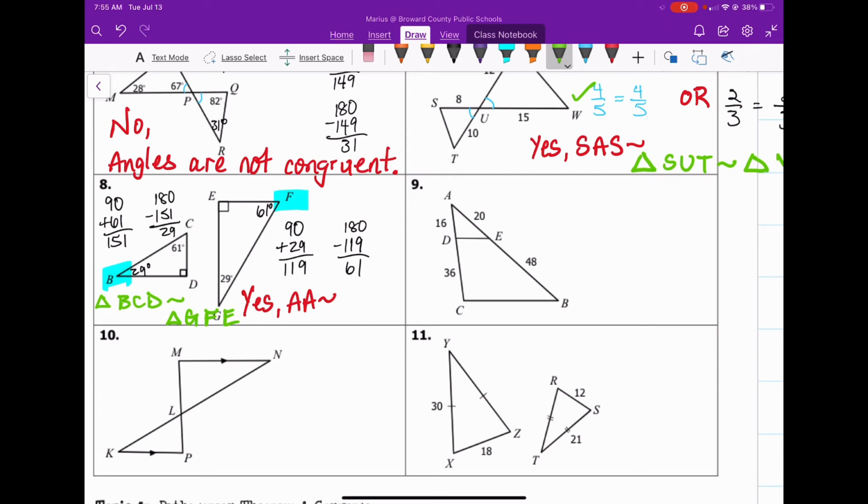All right, number 9. For number 9, because we have one triangle inside of another, I would definitely suggest just redrawing them quickly. So that's A, this is E, and this is D. AD is 16, AE is 20, and then we have another triangle. And they don't have to be accurate, okay, just close to what we have. C and B. Now for AC, I have to add both of those numbers. So 16 and 36, that's gonna make 52.